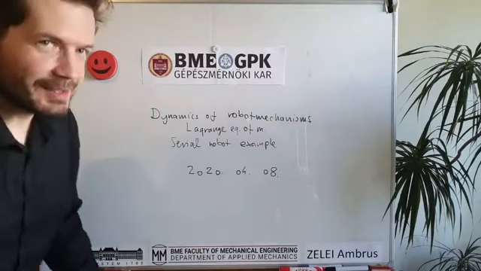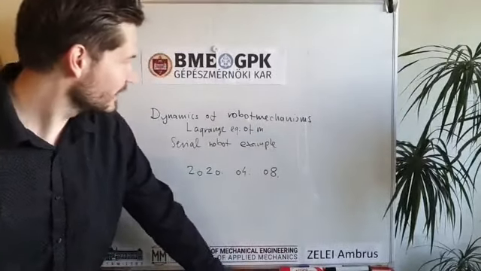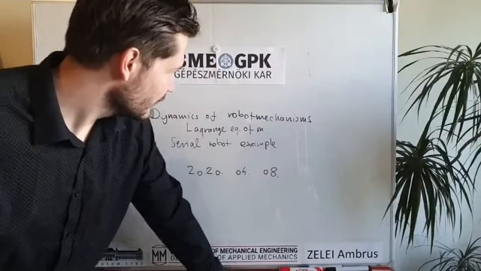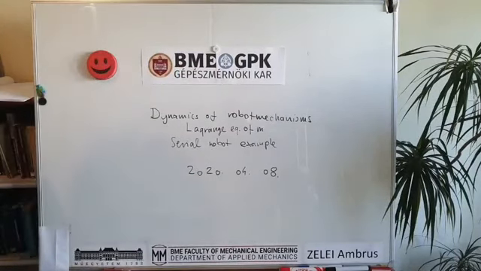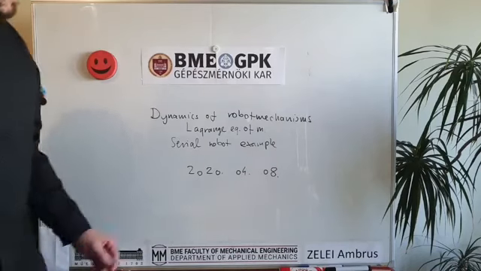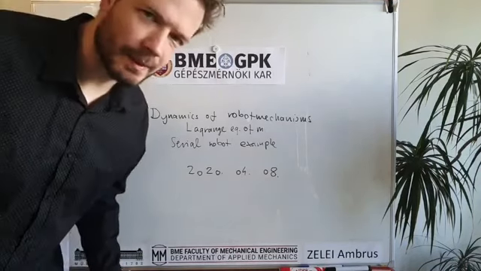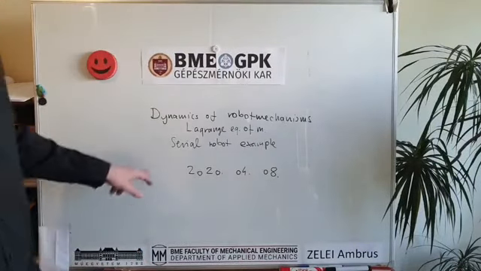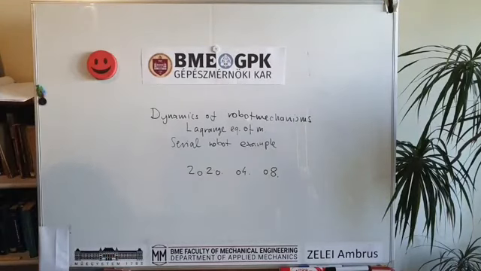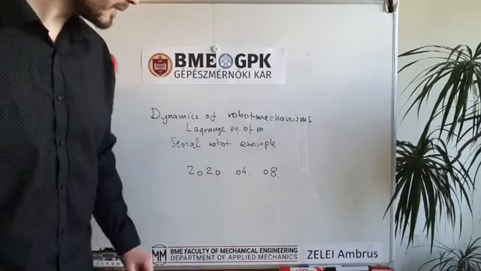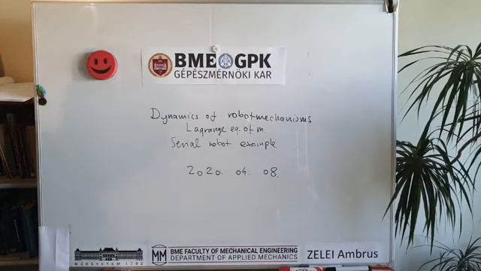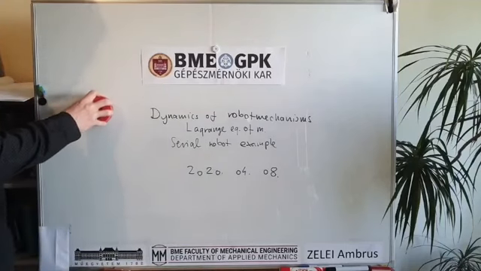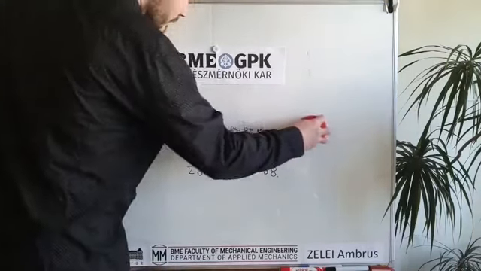Okay, so welcome everyone today. This is the dynamics of robot mechanics, mechanisms class. And today we will have an example. So we will summarize everything again about serial robots. And there will be some equations, so you will see again how the equations are derived. And again, please ask if something is not clear. So let's go on.